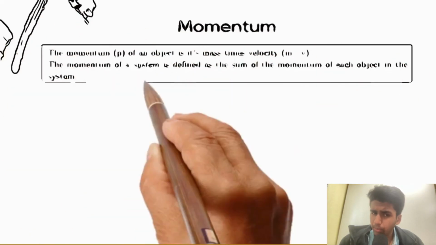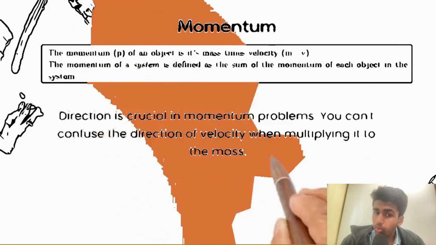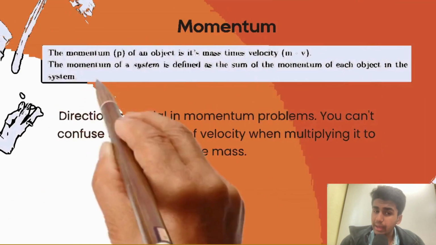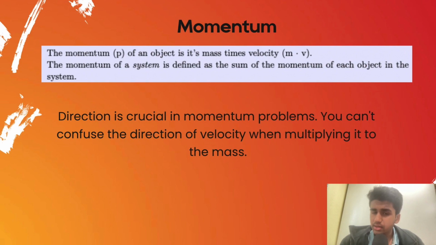So what is momentum? Momentum is denoted by a lowercase p, and the formula for it is mass times velocity, or mv. The momentum of a system is defined as the sum of the momentums of each object in that system. Direction is crucial for momentum problems because we're looking at velocity, mass times velocity. So it's very important to specify if it's positive, which means it's in the right direction, or if it's negative, which means it's in the left direction.